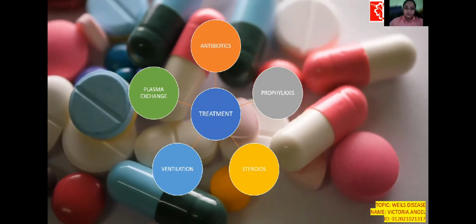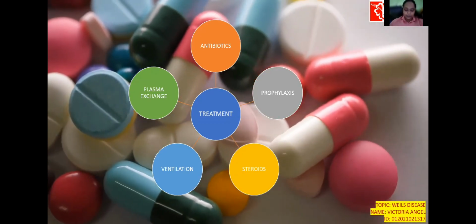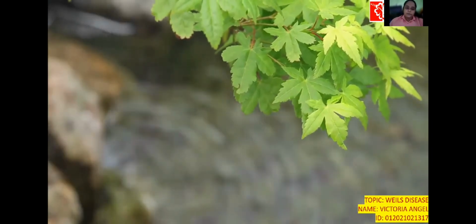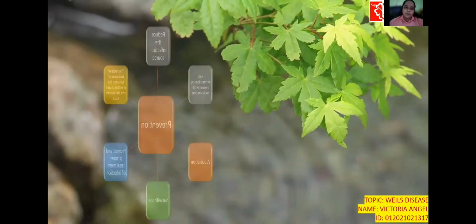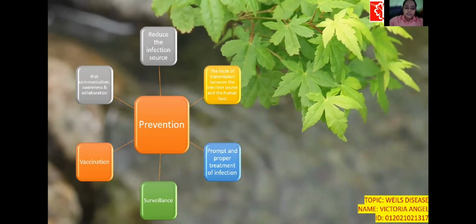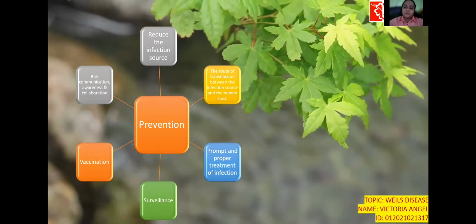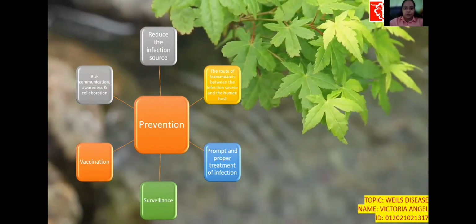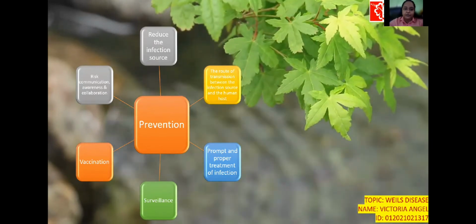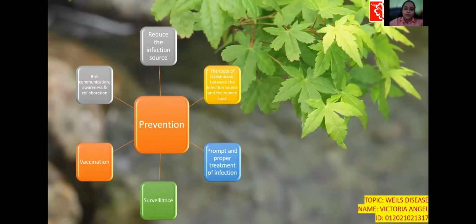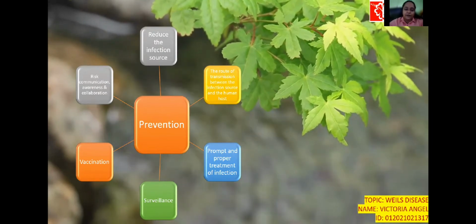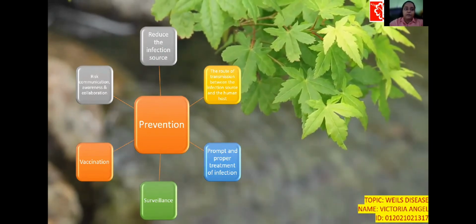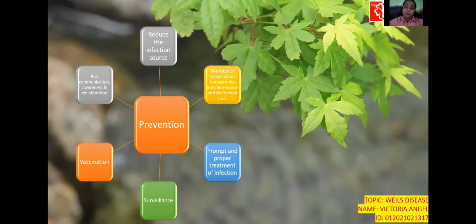Now we are going to see how to prevent Weil's disease among our community. Okay, prevention should be targeted at the infection source and the route of transmission between the infection source and the human host, and how we can reduce the infection source. It also requires proper treatment of the infection, surveillance, vaccination, and good communication to prevent risk and give more awareness for collaboration.